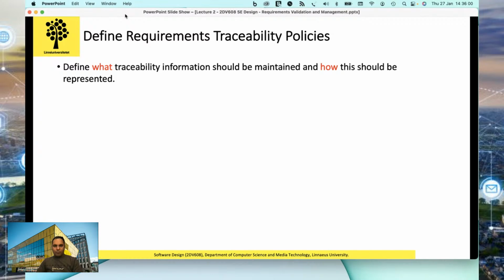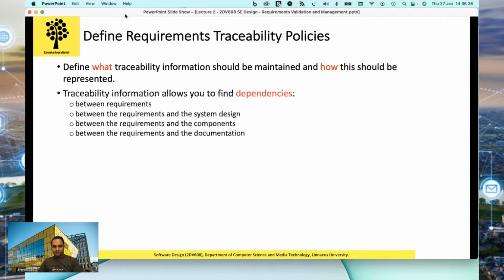Then we are talking about traceability information, and when we talk about traceability information, we mostly think about requirements traceability. So in the policy, we should mention specifically what traceability information we need to maintain or specify for each requirement, and how it should be stored or represented.